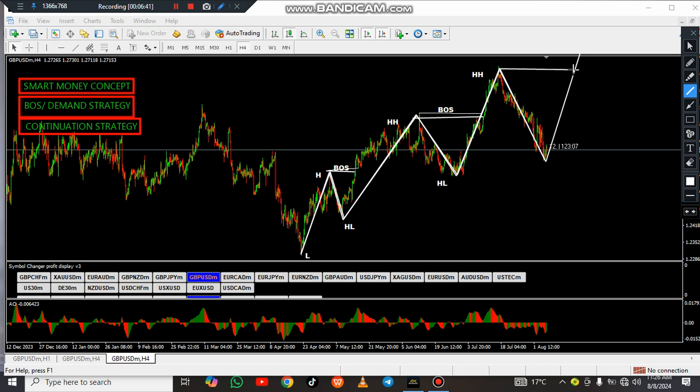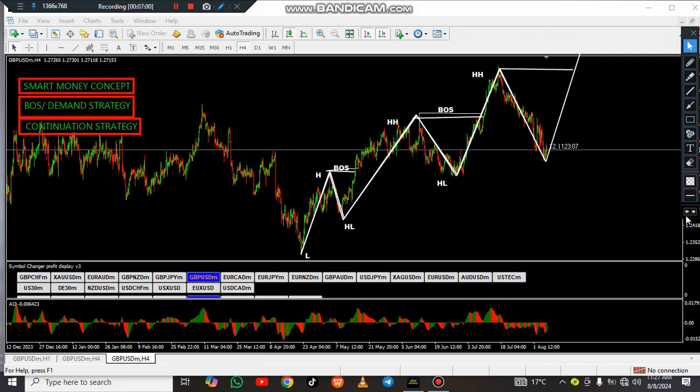If the market fails to break the structure, then we know the market is looking for a chance to go in the opposite direction, meaning to become a bearish market. But as long as it keeps on breaking the structure, we are still in a bullish market.